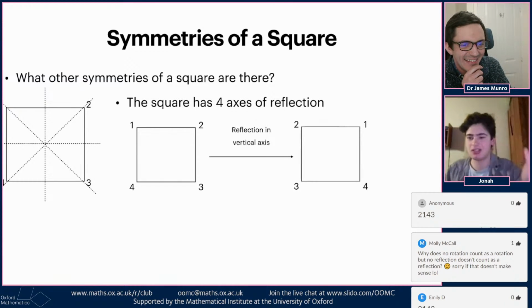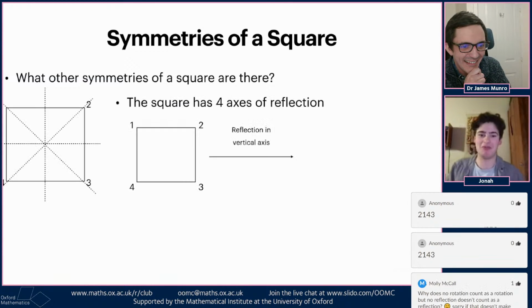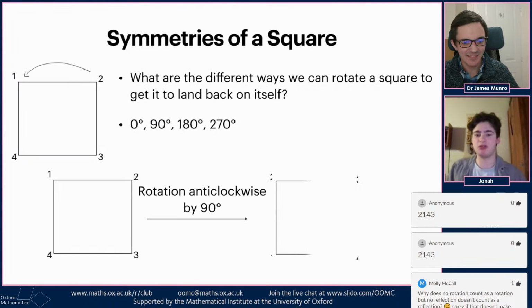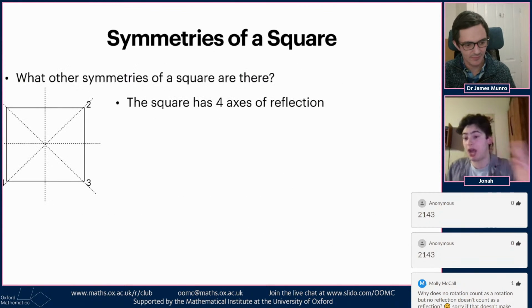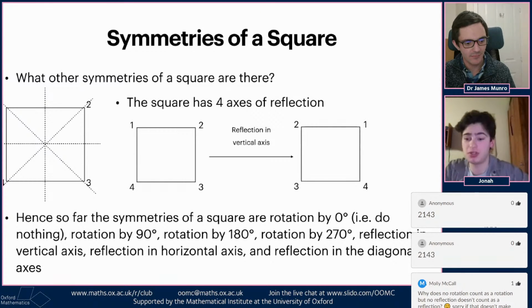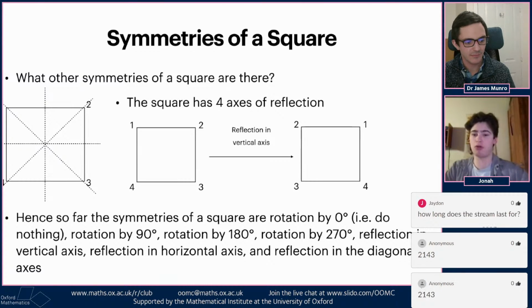So let's have a little recap. I've gone back a bit. Let's have a little recap. What exactly symmetries of a square do we have so far? So we have our rotations, we have our reflections. How many does that make in total? I know some of you said already that we've thought of 8 symmetries of a square, and that's completely right. We have our 4 rotations and our 4 reflections.